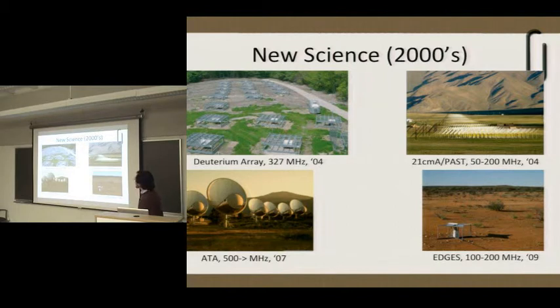And then this gives birth, with some new attention and with the technology to do it with, to a new slew of science applications at low frequency. Al Rogers detected deuterium at 327 megahertz with a custom-built array. And then I throw in the ATA here. It worked over a very wide bandwidth, up to 10 gigahertz, but it did operate below 1 gigahertz. We have 21 CMA/PAST in China with a whole array of Yagi antennas.